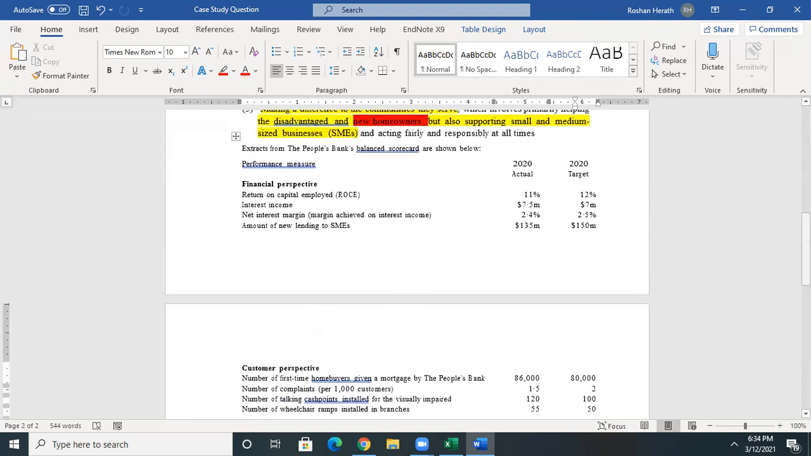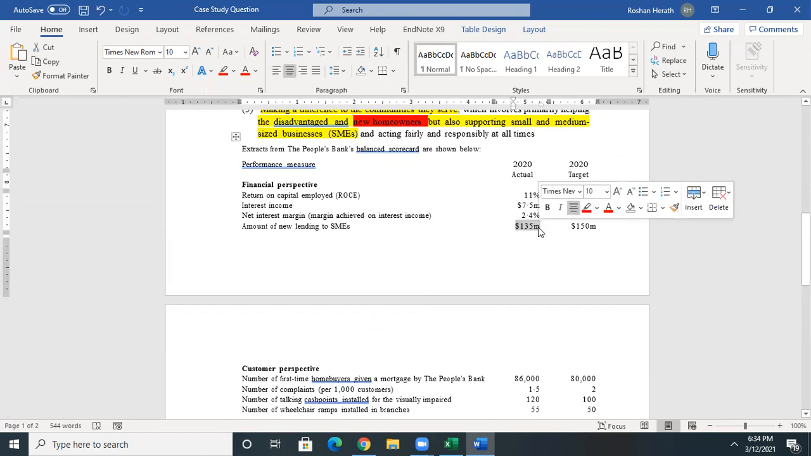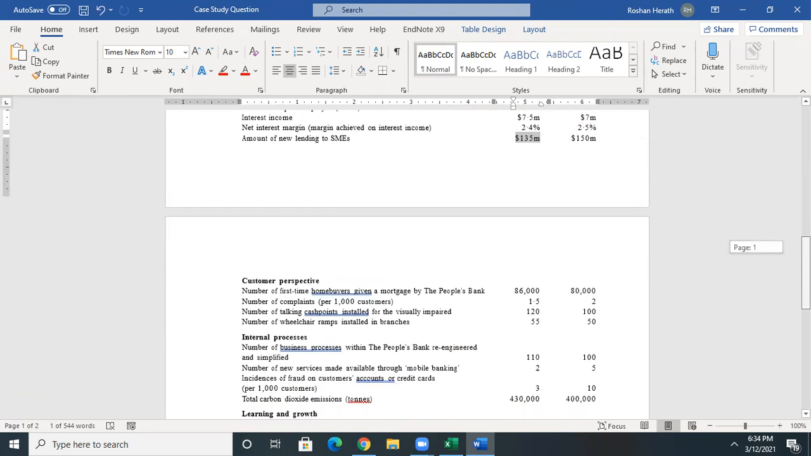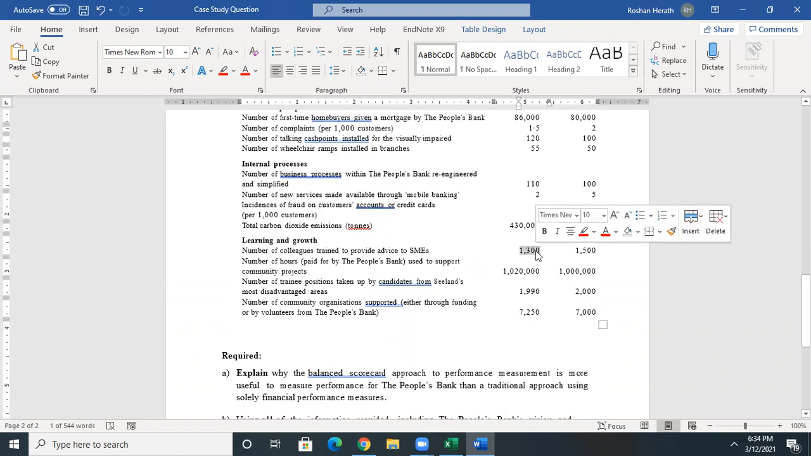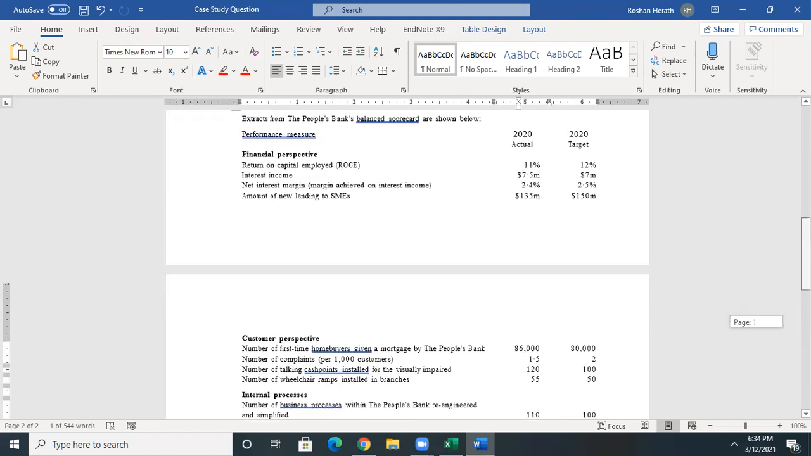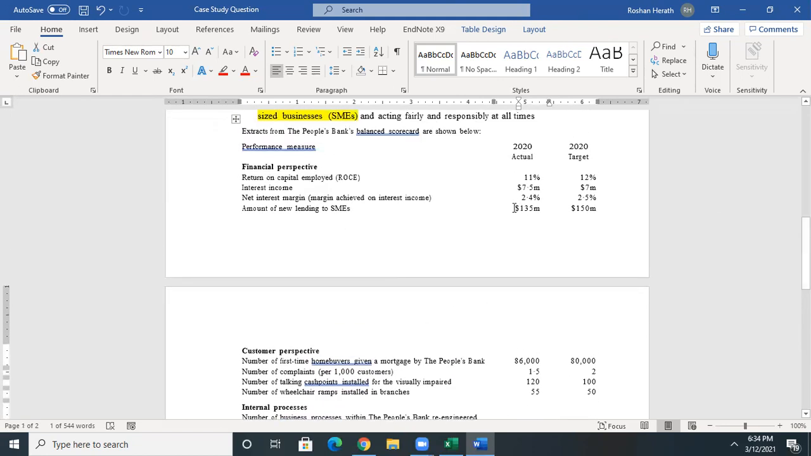You could see that here the amount of new lending that we have made to the SME is only 135. You cannot say it exactly and precisely, but it may be because of this. Since you could not train an adequate number of colleagues to provide advice for this SME sector, because of that they could not secure the loans from the bank.